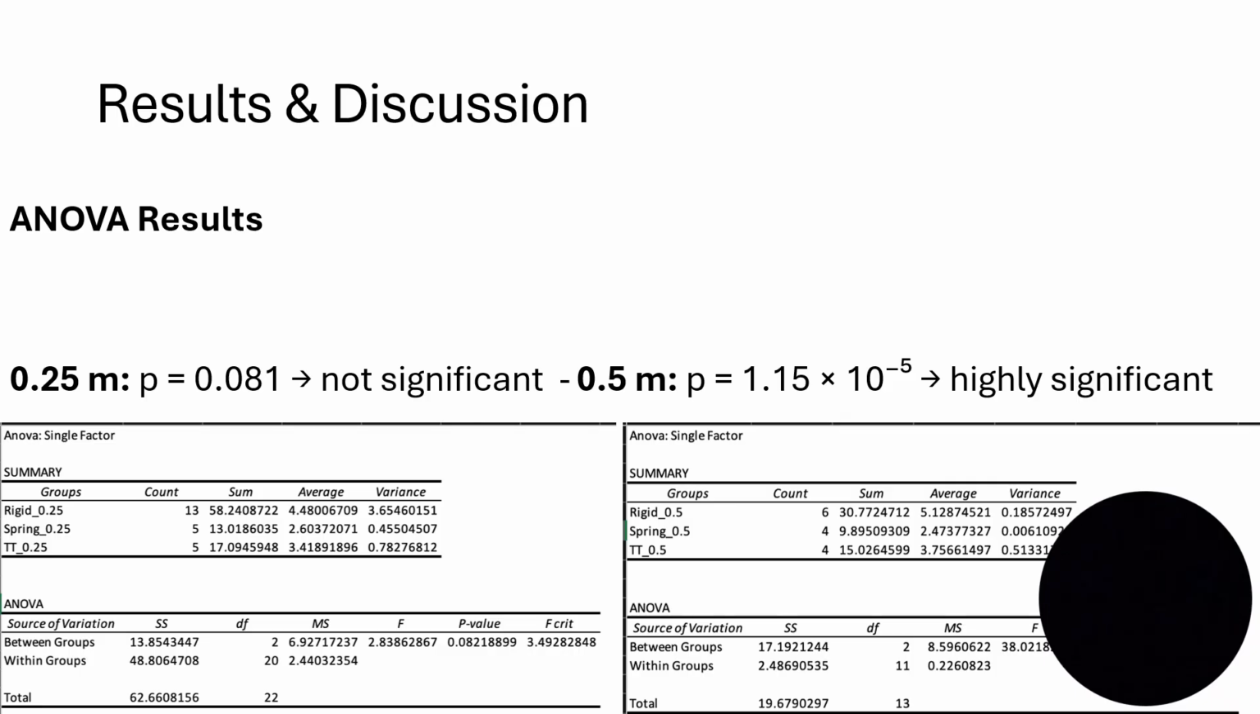At 0.5 meters, the p-value is very small. It is less than 0.05, which is highly significant, and we reject the null hypothesis. This shows that the structural design has a strong and statistically significant effect on RMS acceleration at higher impact energy.